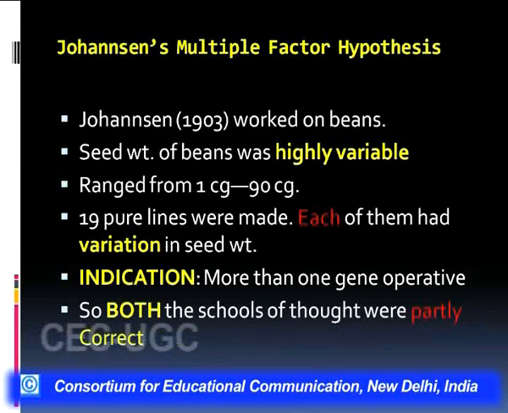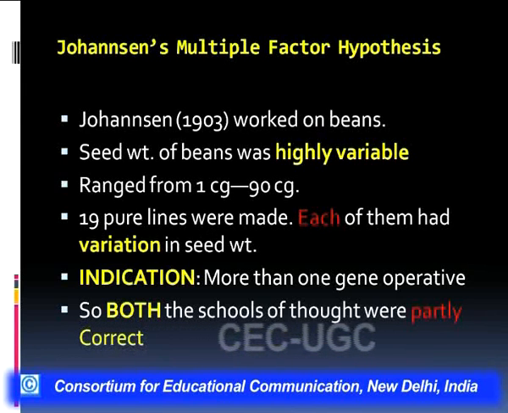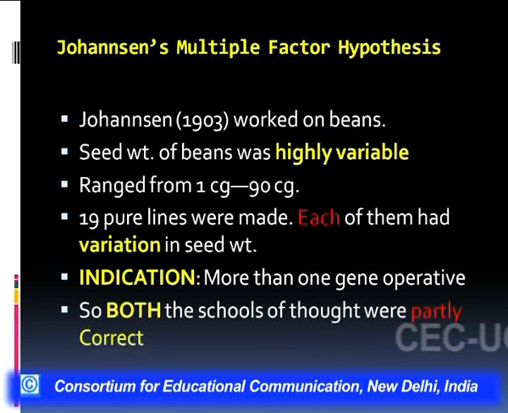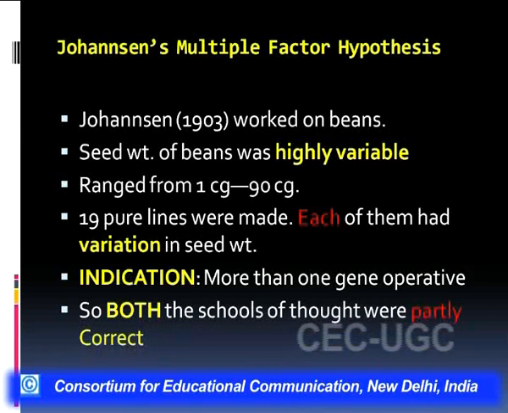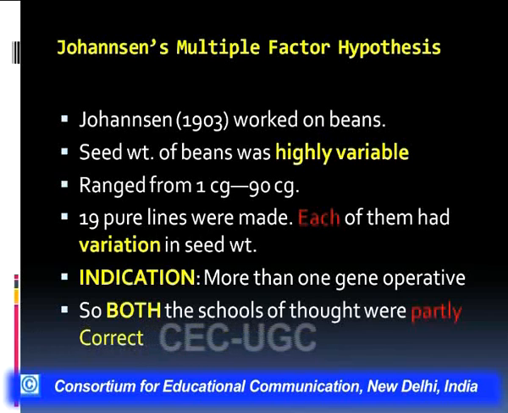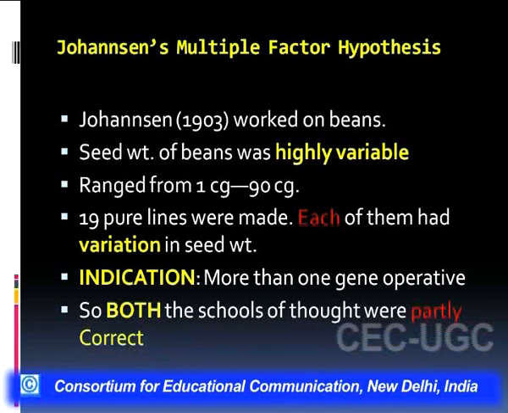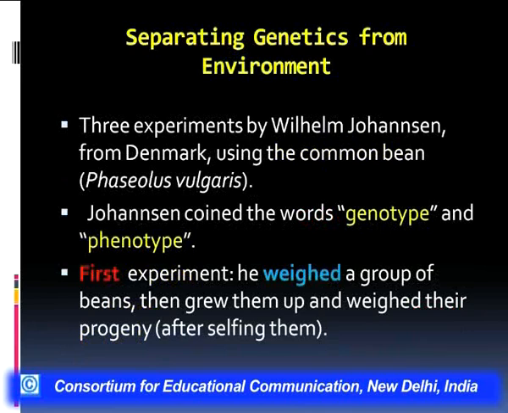He bred 19 pure lines, and he observed variation in each of these lines, and his work indicated that perhaps not just a single gene was being operative, there was another gene in addition also. So, in effect, the Mendelians as well as the biometricians, both of them had some truth in what they were believing. So, that means both the schools of thought were perhaps partly correct.